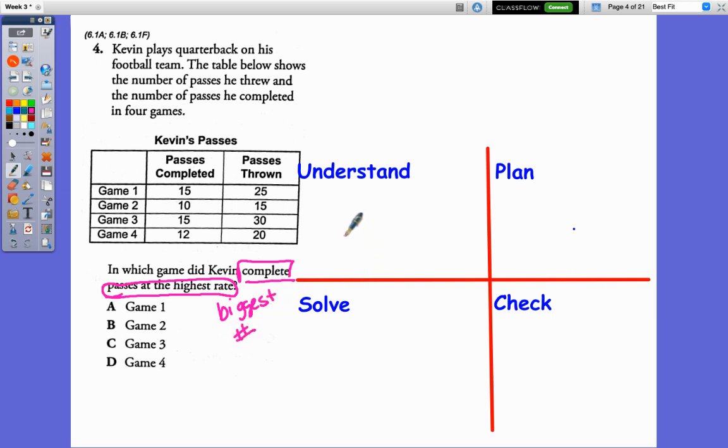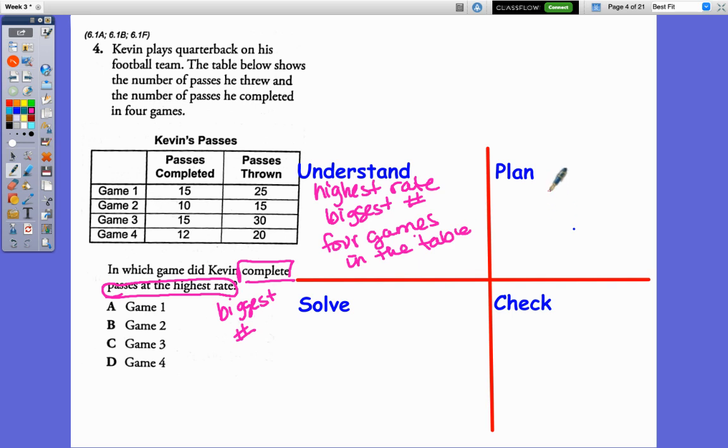So I am going to come in here and I am going to understand that I'm looking for the highest rate or biggest number. And there are 4 games in the table. My plan is to change to a percent or decimal to go ahead and figure these out. I personally think it's quicker than doing 4 proportions because then I can compare them.